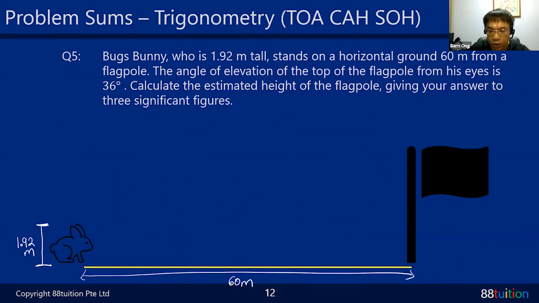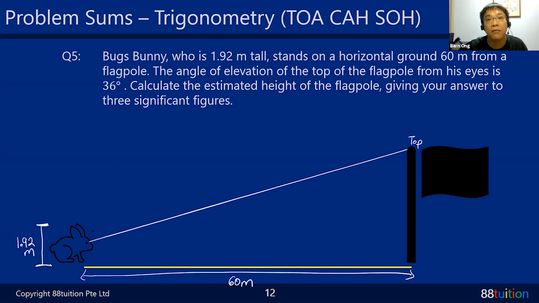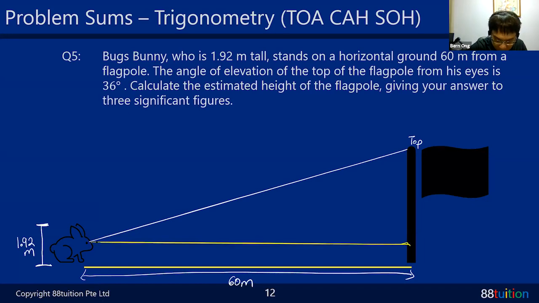The angle of elevation of the top of the flagpole from his eyes is 36 degrees. The eyes are down here looking up. So where is the angle of elevation? Angle of elevation means you look up. Because there's some height involved down here, we need a horizontal, an imaginary line from the eyes that is parallel to the ground.